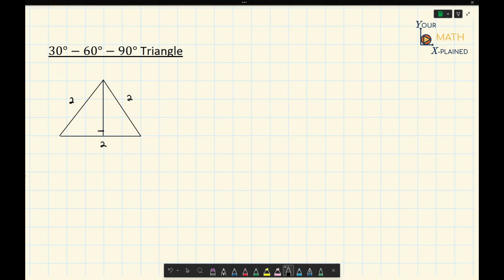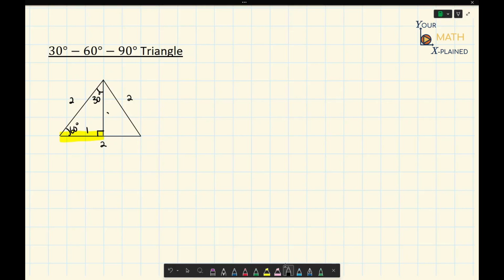So this is going to be 90 degrees here. This angle here is still 60 degrees. But then our top angle is now 30 degrees because we've cut that angle in half. But that also means this segment of the triangle is going to be half of the base of this equilateral triangle, which is now going to be 1.